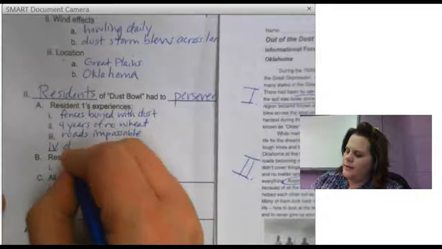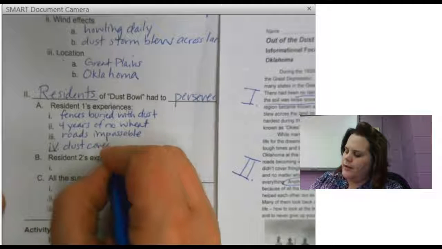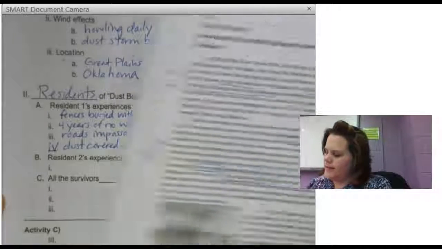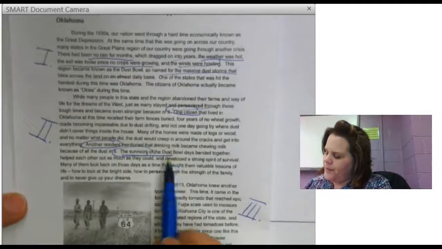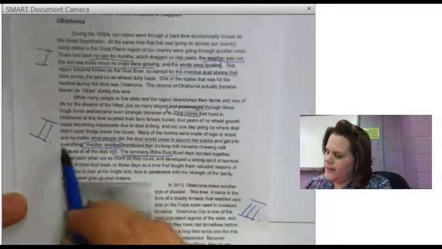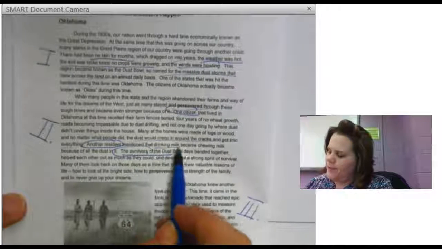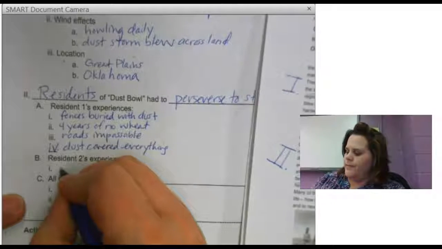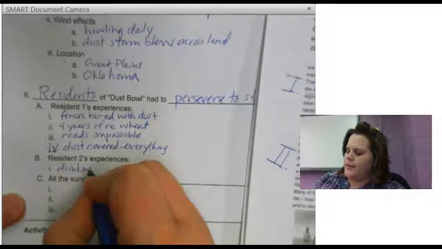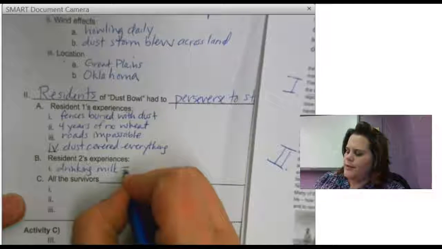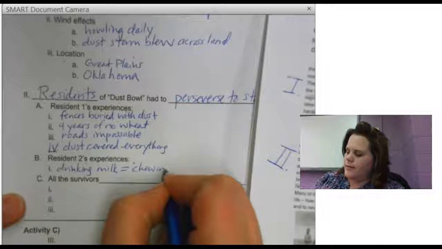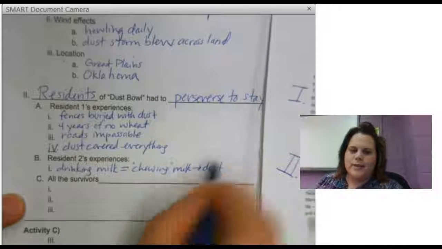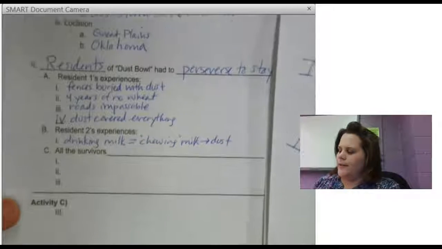And dust covered everything. To be more specific, the second resident says, dust would creep in around the cracks and get into everything. Another resident mentioned that drinking milk became chewing milk because of all the dust in it. So that's a good detail. Drinking milk was like chewing it due to the dust. And notice, not writing complete sentences, you're just outlining.